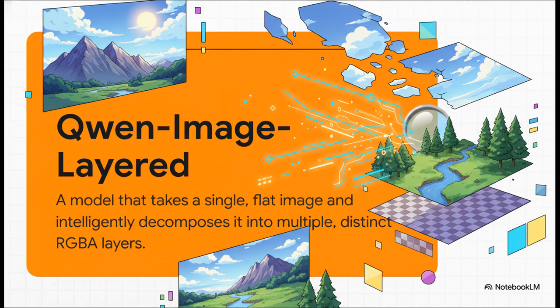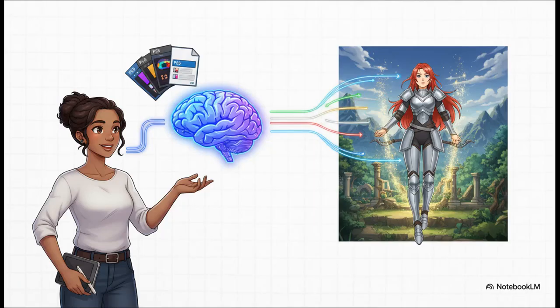You give it your flat image, and it intelligently breaks it all down into separate, usable layers, transparency and all. So how does it do it? Well, here's the brilliant part. First off, it has a native understanding of transparency. That's the A in RGBA. It gets the alpha channel.